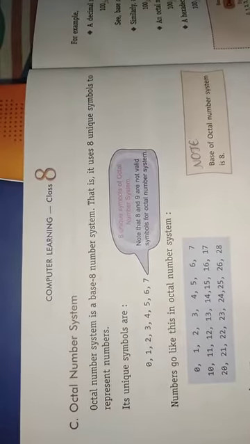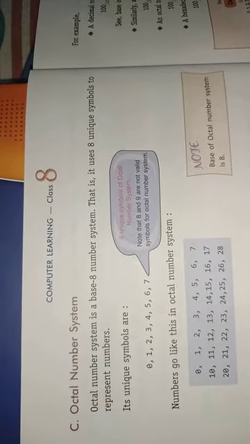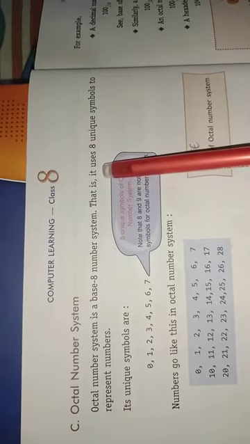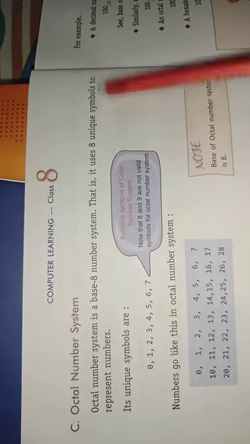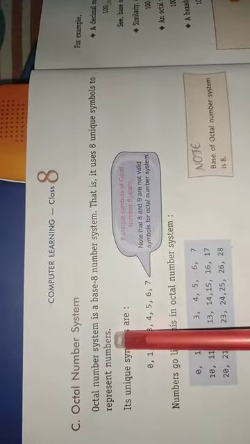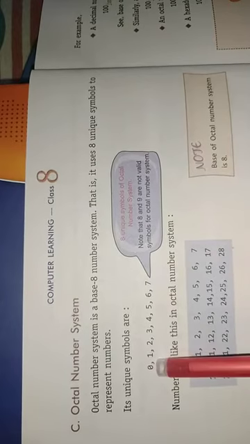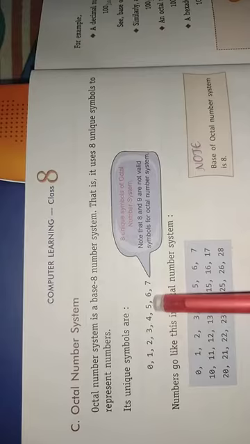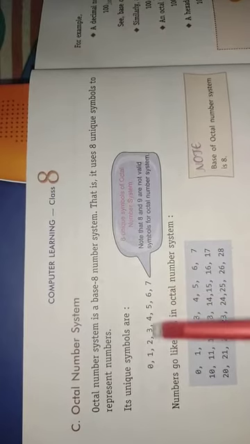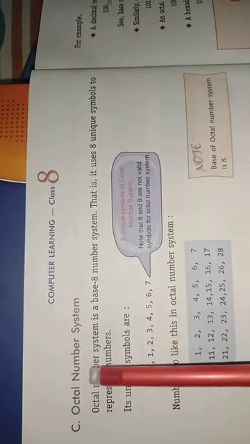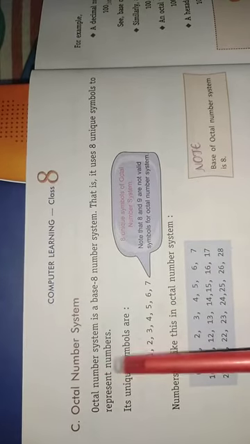Now let's discuss octal number system. Octal number system is a base 8 number system. That is, it uses 8 unique symbols to represent numbers. This means that there are 8 digits: 0, 1, 2, 3, 4, 5, 6 and 7. These 8 numbers are used to represent the octal number system.